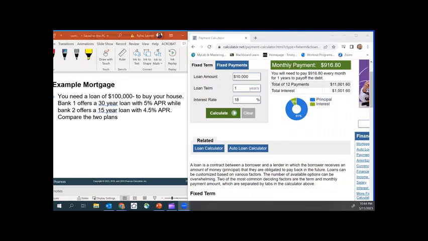Another thing to consider is the length of the loan. And depending on the length of your loan, your percentage rate can change. We are going to compare two loans here. If we need a loan of $100,000 to buy a house, Bank One offers a 30-year loan with 5% APR, while Bank Two offers a 15-year loan with 4.5% APR.